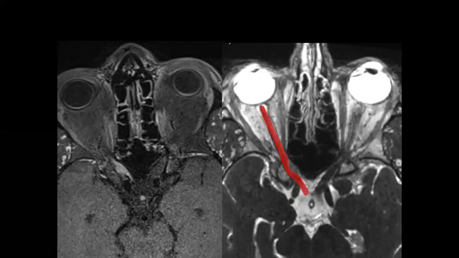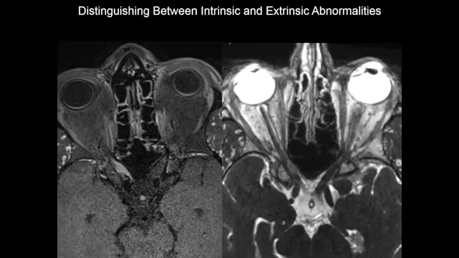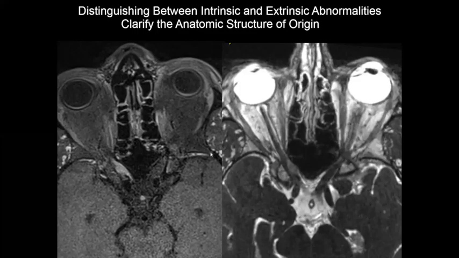This is not a pathologic enhancement of the optic nerve as we would see in optic neuritis. It's not a mass arising from the optic nerve, but rather a mass displacing the optic nerve laterally, so in this direction. And this is a case to allow us to see the way in which this technique can be used to distinguish between intrinsic and extrinsic abnormalities of anatomic structures, including the cranial nerves, and a related advantage is that you can clarify for that reason the anatomic structure of origin of the mass.